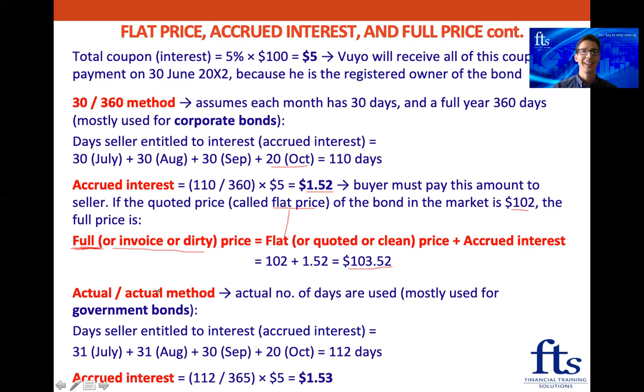Okay, so now let's try the actual method, which is a bit of a pain, because now the actual number of days is used. And this we mostly do for government bonds. So now what would be the days the seller is entitled to the interest? We have to use the actual number of days. So how many days are in July? Actually, 31. How do we remember that?